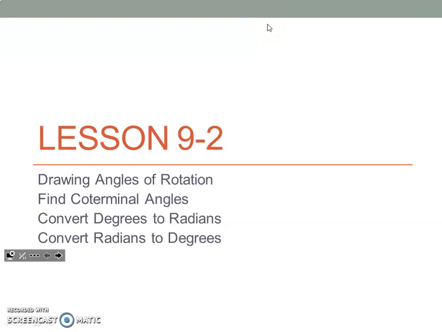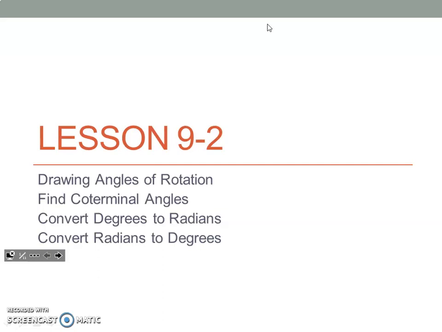Lesson 9.2, we're going to be talking about angles of rotation. You guys have done a little bit of experience with this before. You've talked about some basic ones like a 90-degree rotation. A 180-degree rotation would be a half turn. Somebody doing a 360 would be a full turn. That's all talking about angles of rotation.